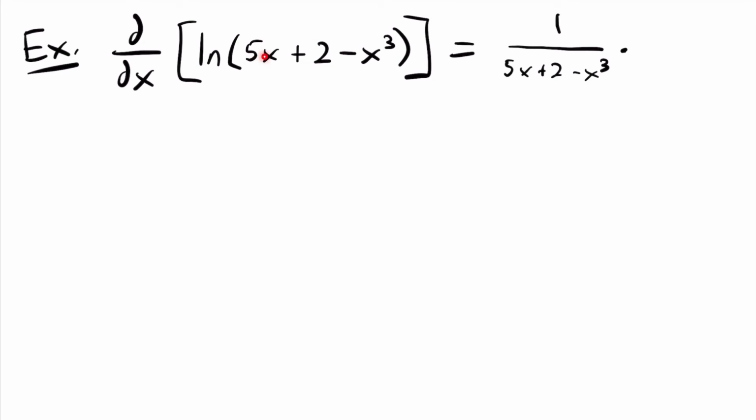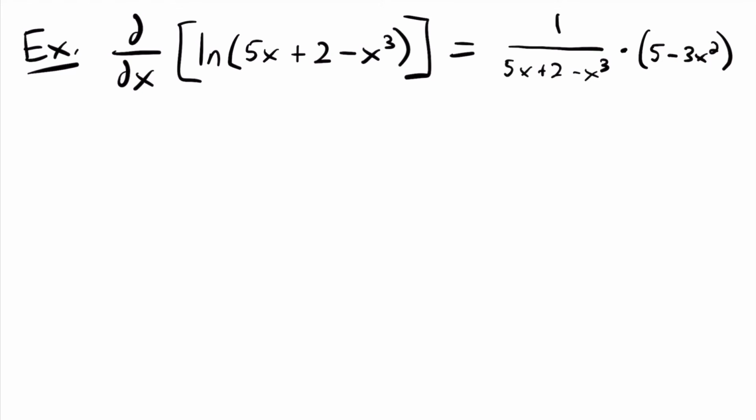And the derivative of 5x is going to be 5, right? It's just equal to the coefficient of that x to the first power. So we will have 5. And then the derivative of 2 is going to be 0 because 2 is a constant. There are no variables in that term. And then we have negative x cubed, and the derivative of that is going to be negative 3x squared, right? We multiply the exponent down and then subtract 1 from the exponent, so we have 3x squared.